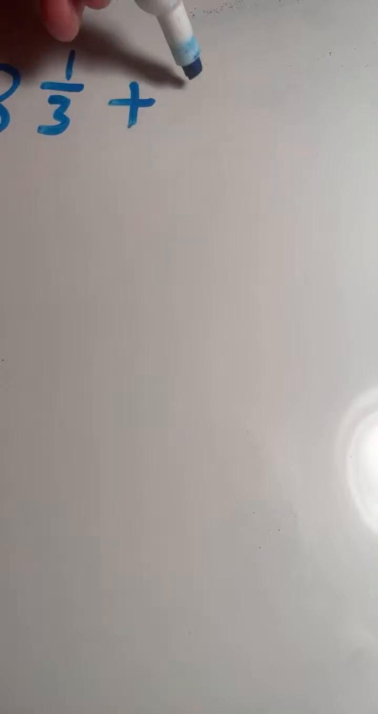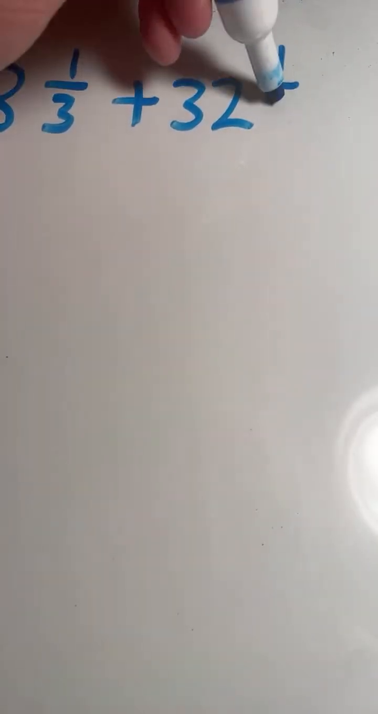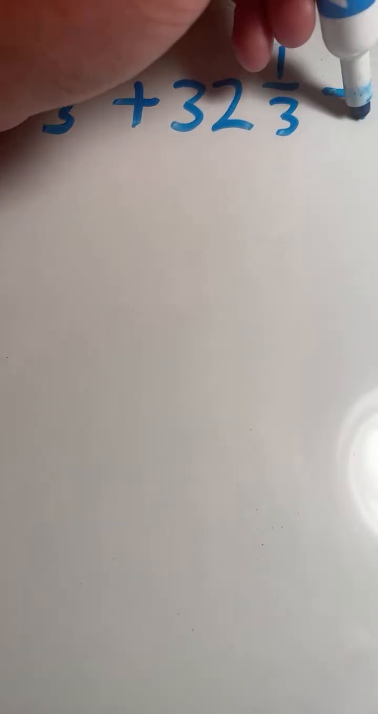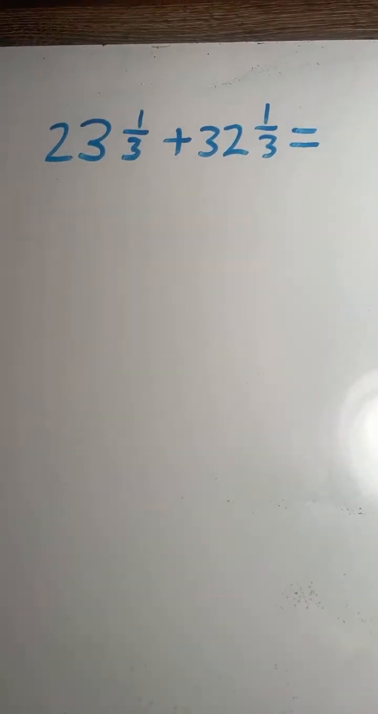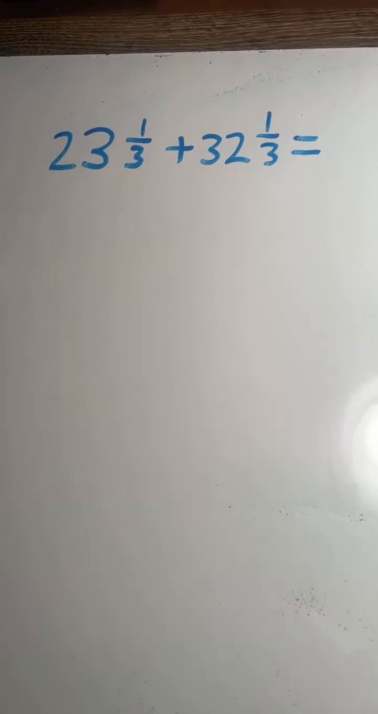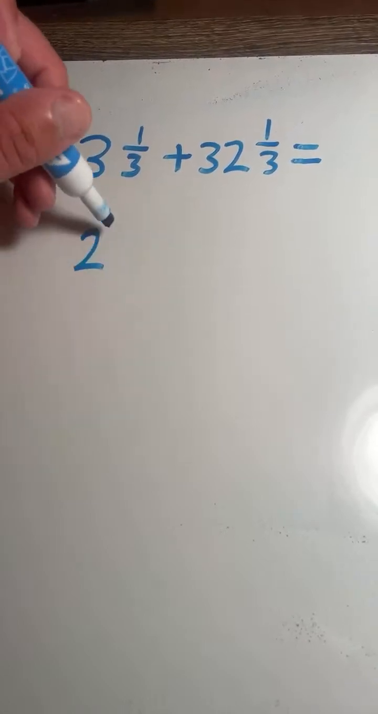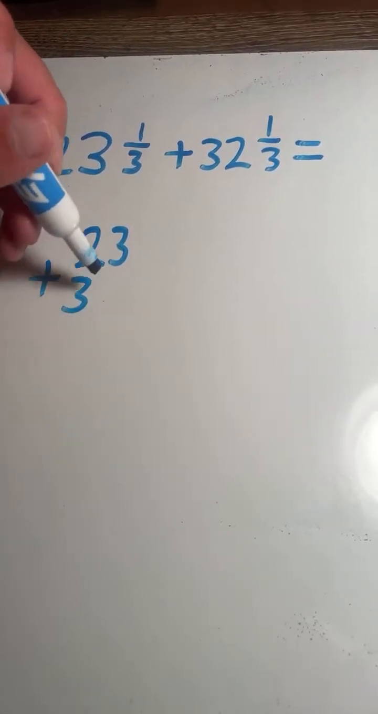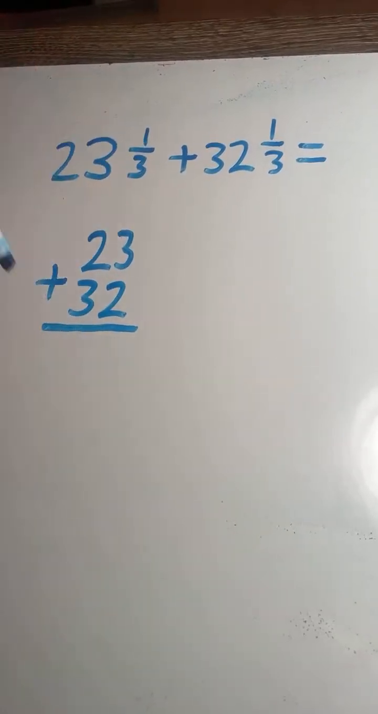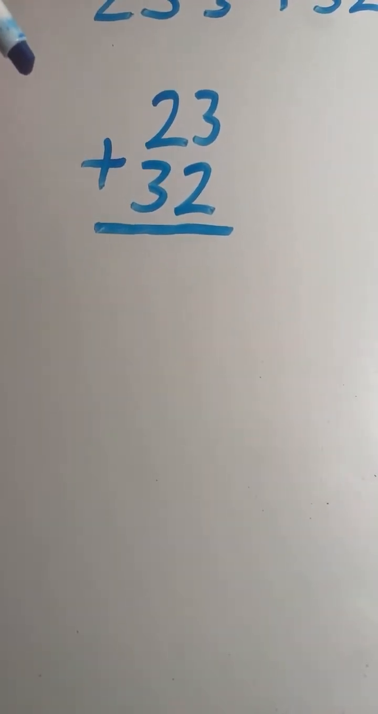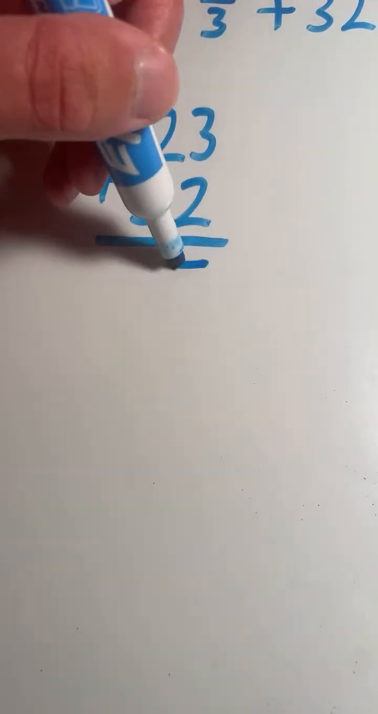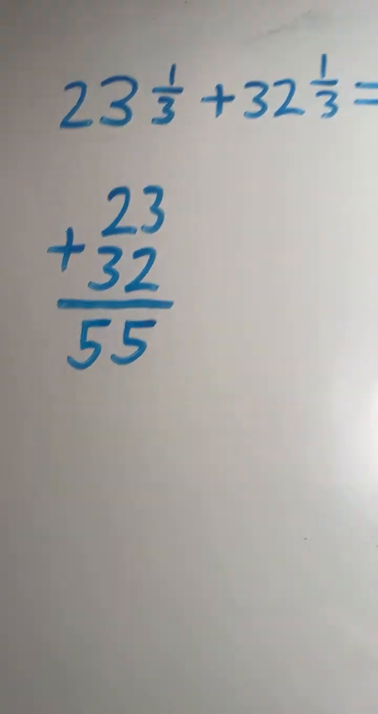All right, next example. 23 1/3 plus 32 1/3. So step one, we add our whole numbers, 23 plus 32. So 3 plus 2 equals 5. 2 plus 3 again equals 5. So 55 is our whole number.